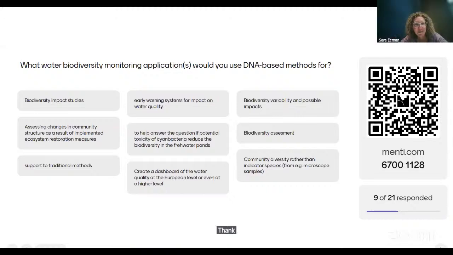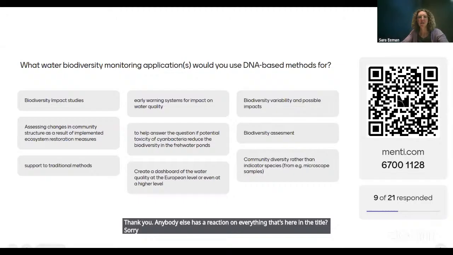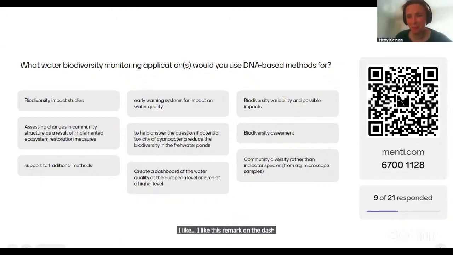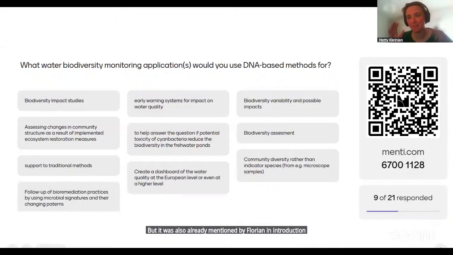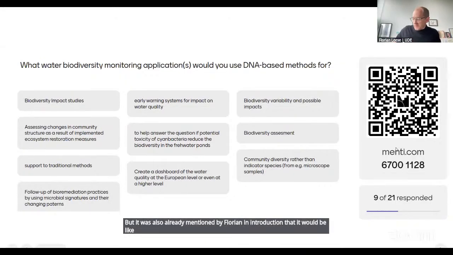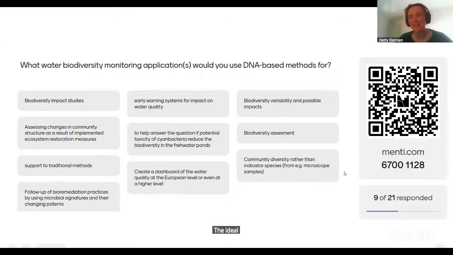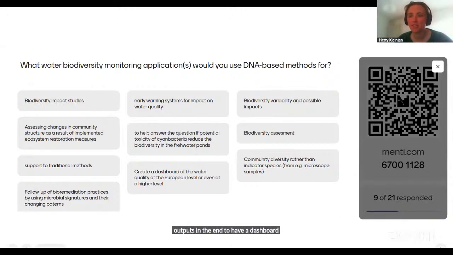Thank you. Does anybody else have a reaction on everything that's here in the title? Sorry, my computer's going down. I like this remark on the dashboards, but it was also already mentioned by Florian in the introduction that it would be the ideal output in the end, to have a dashboard where we visualize the biodiversity states in semi-real time or real time.